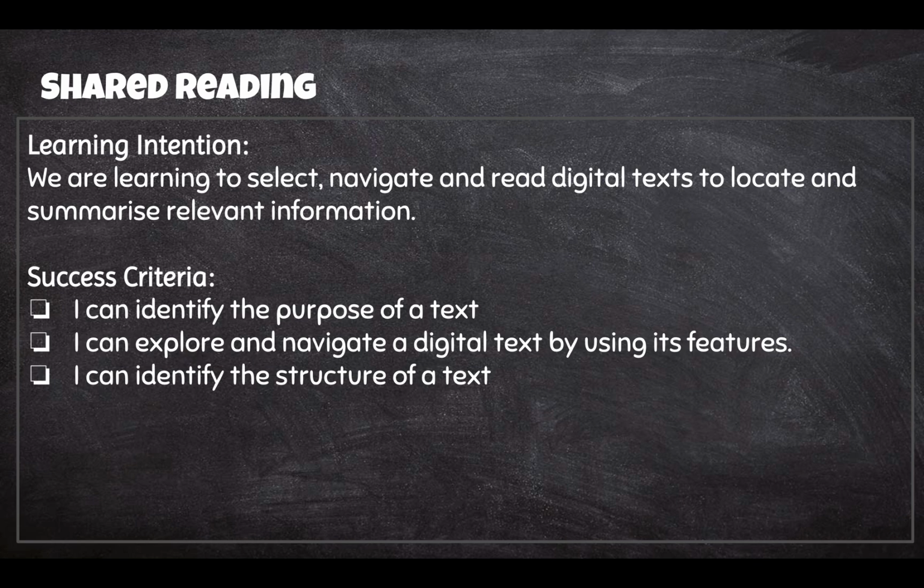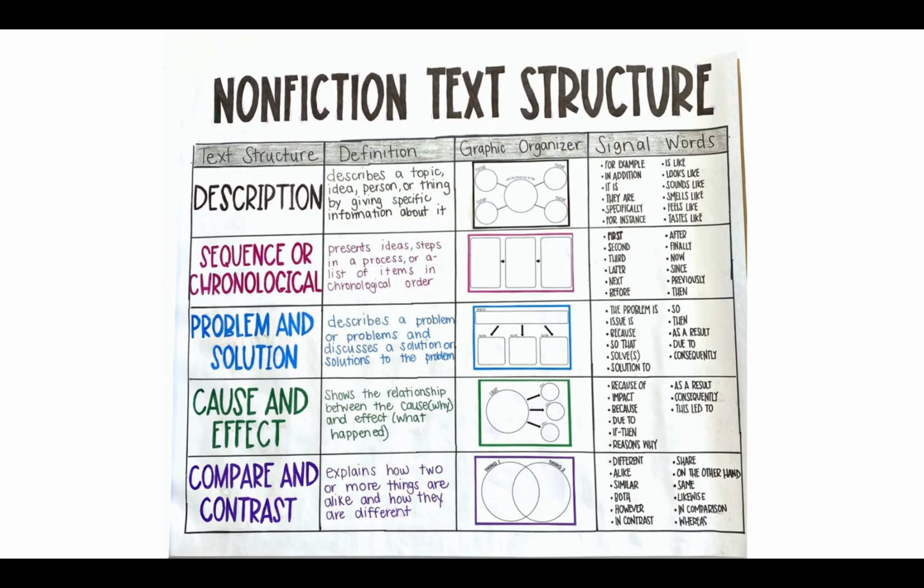So today we're having a look at the structure of a text, and we know and remember that the structure of a text is how the author organizes their information. And we know that there are lots of different types of structure. The author can organize it as a description, a sequence, a problem and a solution, cause and effect, or a compare and contrast.